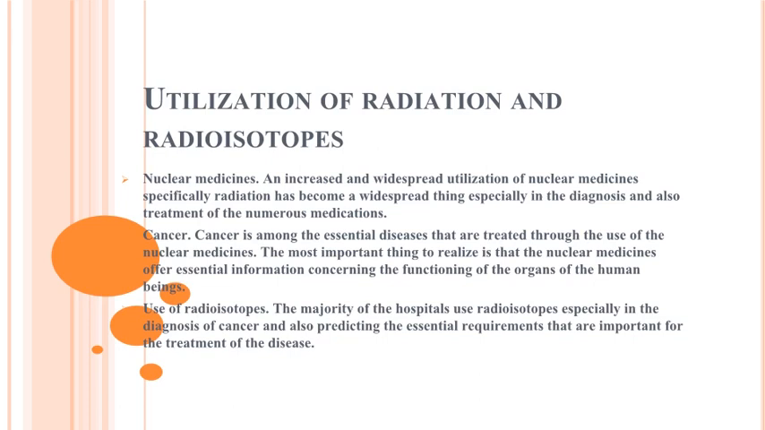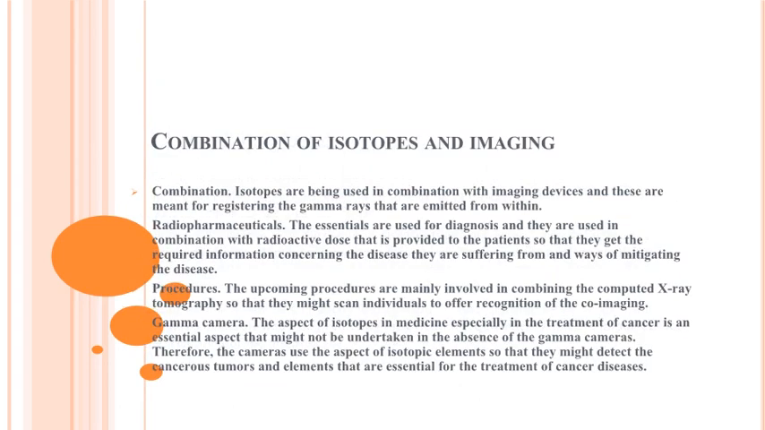Use of radioisotopes. The majority of hospitals use radioisotopes, especially in the diagnosis of cancer and also predicting the essential requirements that are important for the treatment of the disease. Isotopes are being used in combination with imaging devices, and these are meant for registering the gamma rays that are emitted from within. The aspect is also related to the issue of radiopharmaceuticals. These are used for diagnosis and they are used in combination with a radioactive dose that is provided to the patients so that they get the required information concerning the disease they are suffering from and ways of mitigating it.